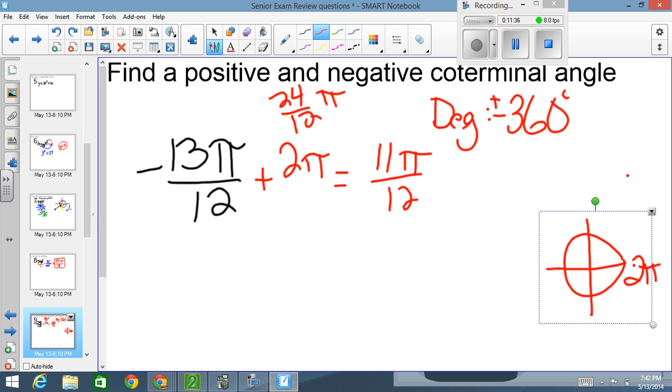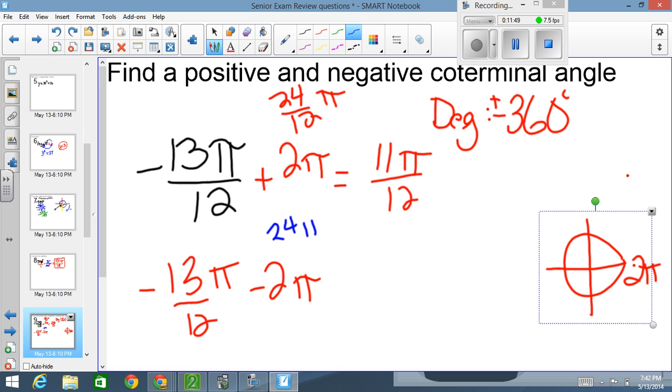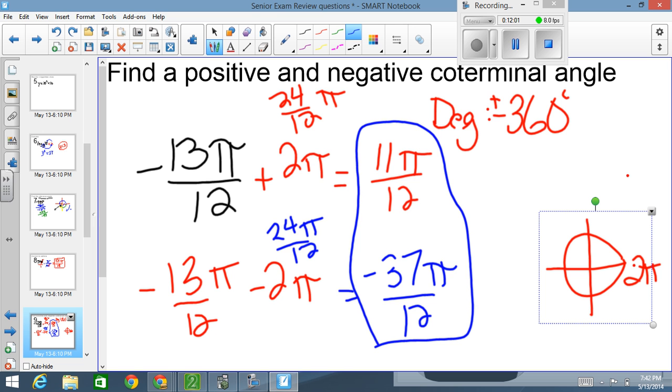There's the positive one. If I do negative 13 pi over 12 and I subtract 2 pi, well, once again, 2 pi is the same thing as 24 pi over 12. So when I do negative 13 minus 24, that leaves me with negative 37 pi over 12. So there's my positive and my negative coterminal angles.